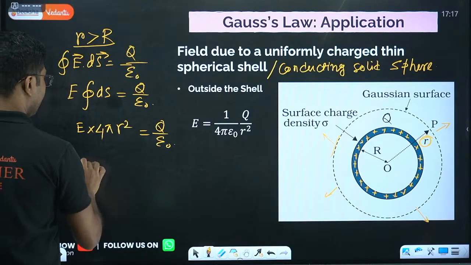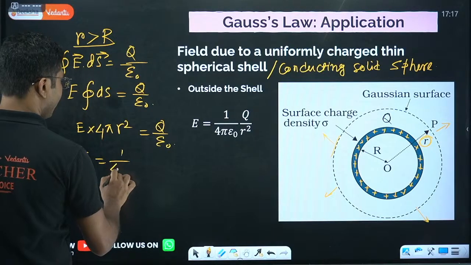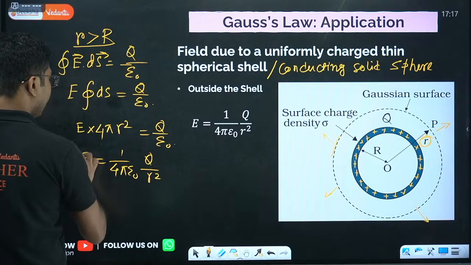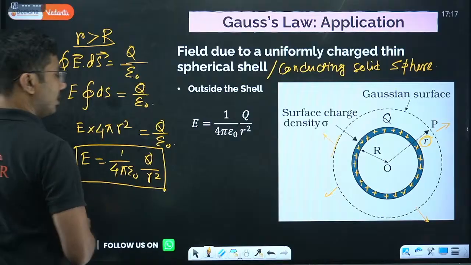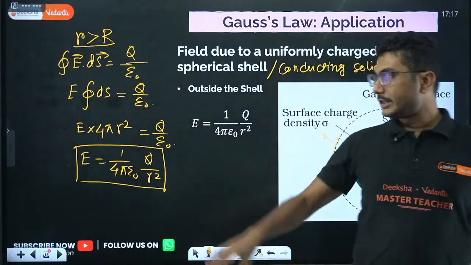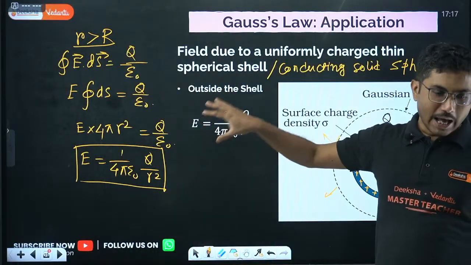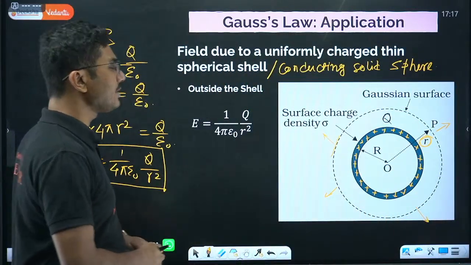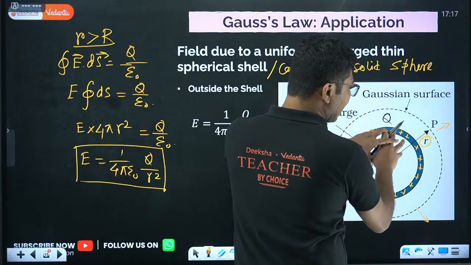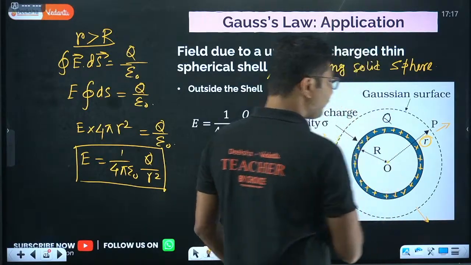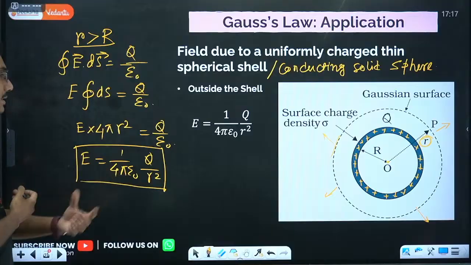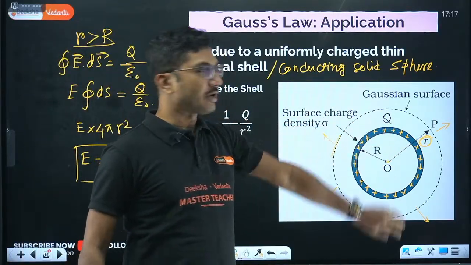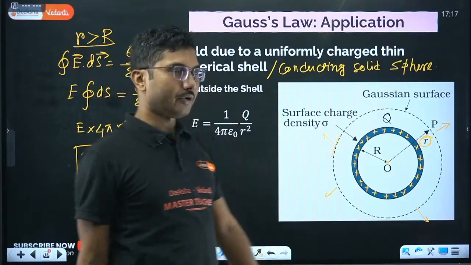Now let's simplify. You will get E equals 1 by 4 pi epsilon naught Q upon r square. So this is the electric field due to a charged spherical shell. Now this formula is very much the same as for a point charge. Only thing is, if you assume the entire charge is located at the center of this shell, then this is the formula for electric field. So basically you can assume the entire charge is located at the center of the shell.